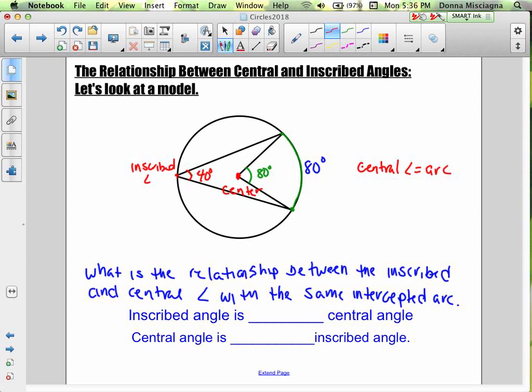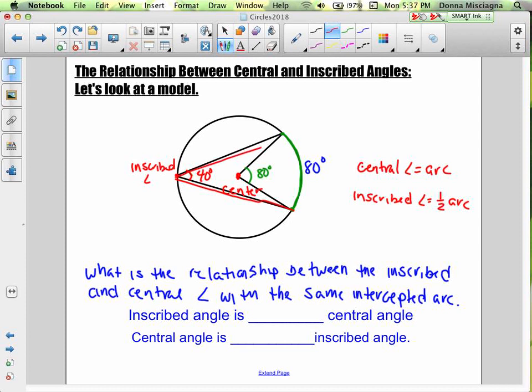Right, and we can see the central angle is 80 degrees, the one in green, and its arc is 80 degrees. And we also learned that inscribed angles equal half the arc. And we can see that in the diagram. The inscribed angle is 40 degrees. The intercepted arc is this green arc out here. It's 80 degrees.